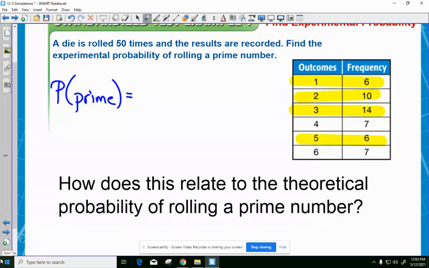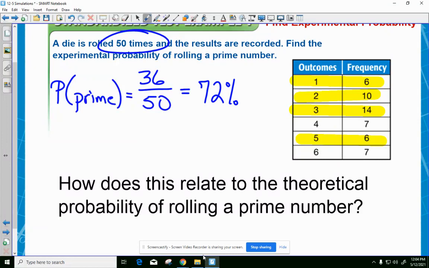Well, in theory, it's 4 out of 6. But I have this information in front of me. And the word frequency means what? What does the word frequency mean? Oh my, that's not good. How often something happens. So it happened 6 times, 10 times, 14 times, and 6 times. That's a grand total of 36. Out of 36 out of what? Oh my goodness, it's in the question. Out of 50. Okay. Now, 36 out of 50, what percent is that? That is 72%. Okay, so I got a 72% chance that that happens.